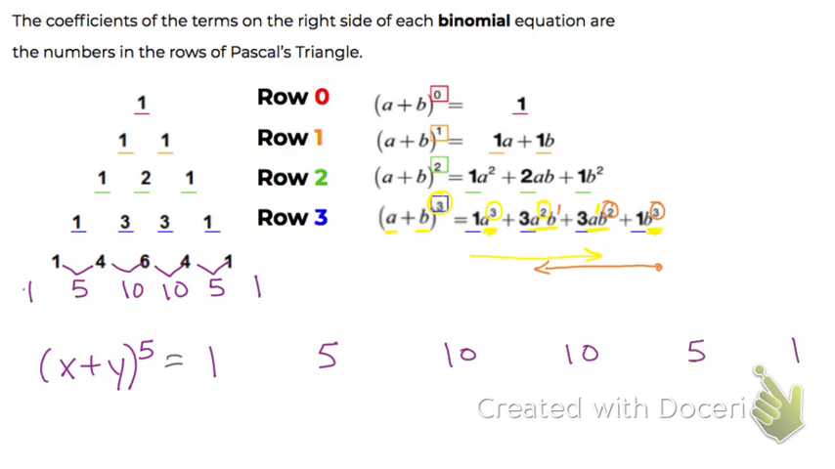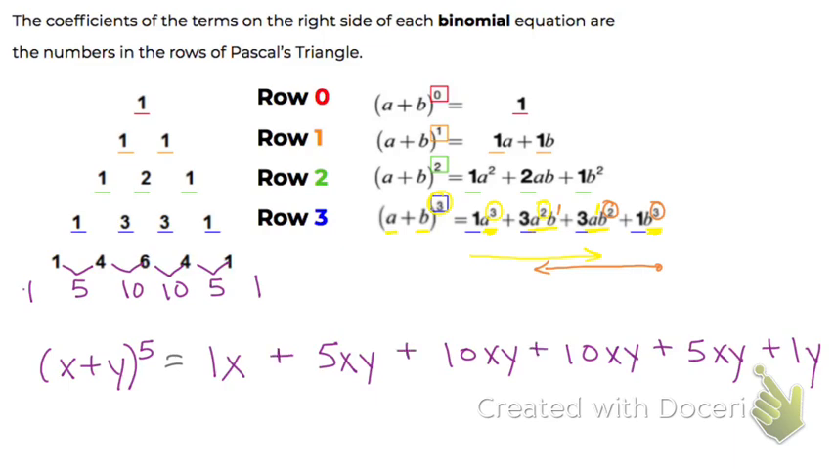Now I'm going to do my variables. So I'm going to start with just x's, and my last term has just y's. And then all the middle ones have an x and a y. And you can put pluses in between each of these terms.